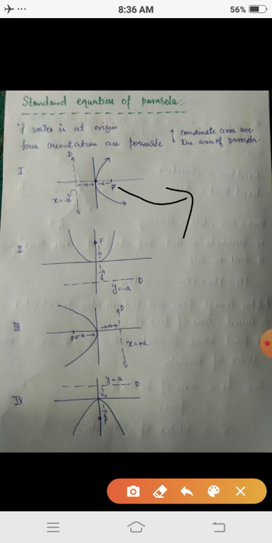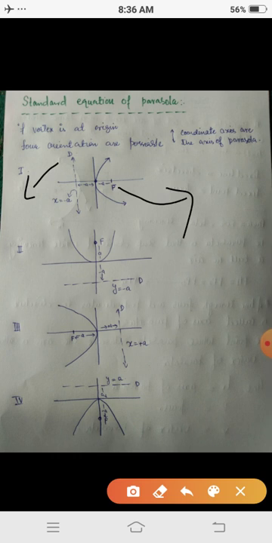Now this means that here the vertex lies at the origin, and it is a parabola. So by definition, the distance of a point from the fixed point, that is from point F, should be equal to its distance from the fixed line. So this means that we have to consider the straight line x equals minus a as the directrix. So this directrix is at a distance of a from this origin.